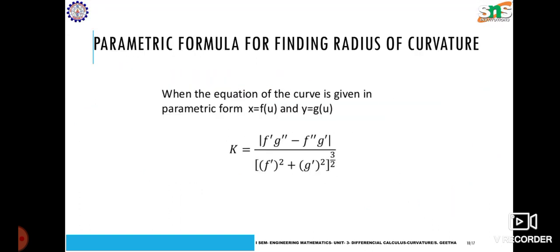Next one is the parametric formula for finding radius of curvature. When the equation of the curve is given in parametric form, that is x equal to f of u and y equal to g of u, then this is the formula.